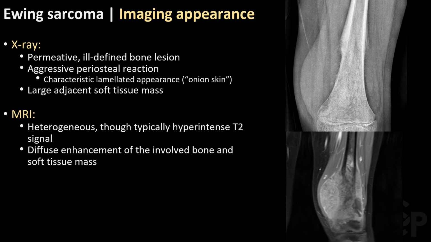On MRI, it's typically a T2 hyperintense signal that's heterogeneous, and you have diffuse enhancement of the involved bone and soft tissue mass, similar to osteosarcoma on T2 as well. So in this top X-ray image, you can see this permeative osseous lesion with the onion skin reaction bilaterally and the adjacent soft tissue mass. In the bottom, you can see a post-contrast T1 weighted MRI sequence showing an enhancing permeative bone lesion with a large adjacent soft tissue mass as well.